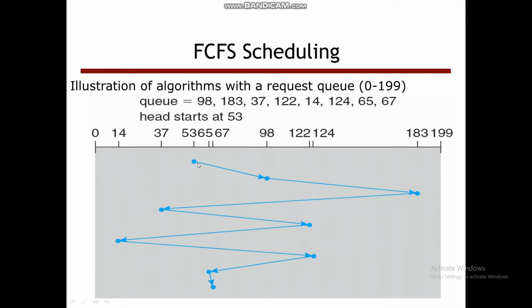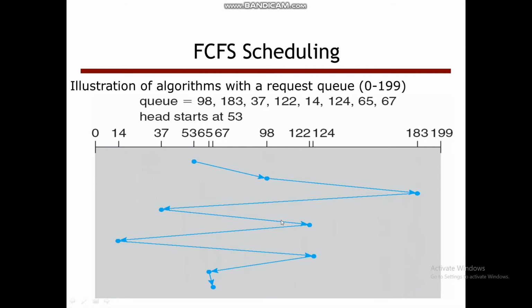So it is moving from 53 to 98, which is at a distance of 45 apart. How are we calculating 45? It is 98 minus 53. Now the head is at 98. The next position to reach is 183, which is at a distance of 85 apart. Once it reaches 183, the next position to reach is 37, so it moves all the way back from 183 to 37.